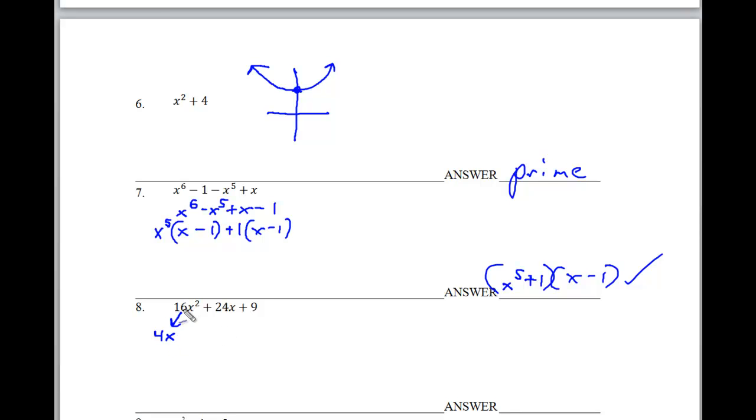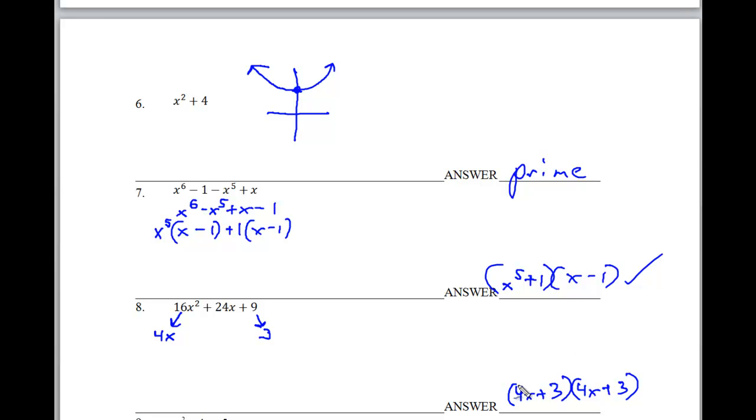The first term is rootable, so the square root of 16x squared is 4x, and the square root of 9 is 3. You know what you might want to try is 4x plus 3, 4x plus 3. Now, to check, since this is a timed test, you should maybe be on the lookout for a problem where the first and last term are rootable, but then you should go back and FOIL it to make sure you got the answer right.